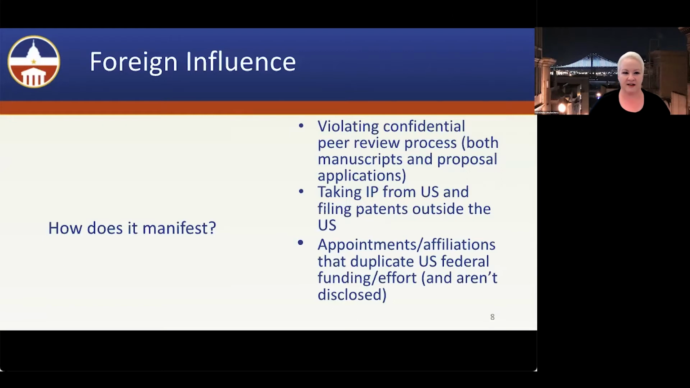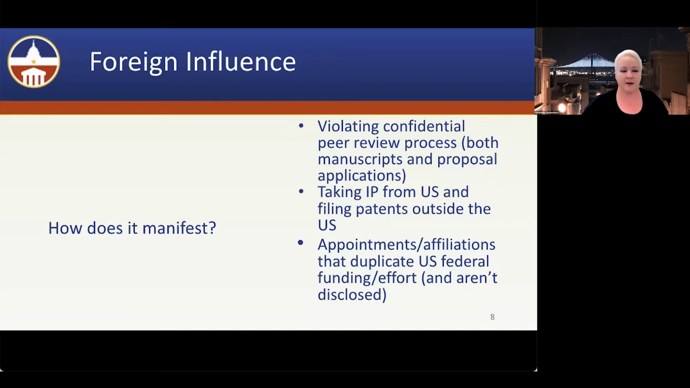That is violating the confidential peer review process, and that can be both for publications and proposal applications. Taking that information, that IP from the US, and in some cases, filing patents for that technology outside the US ahead of the time that a researcher in the US at your institution, for instance, would be able to file a patent for their technology.